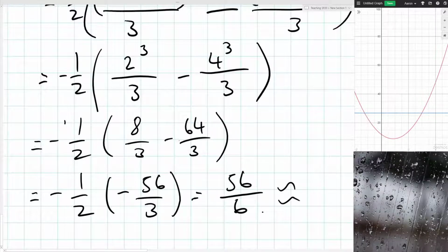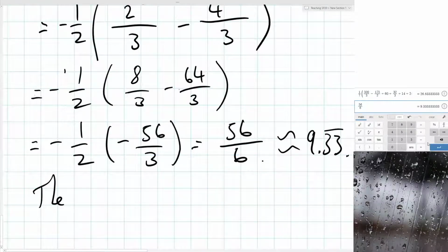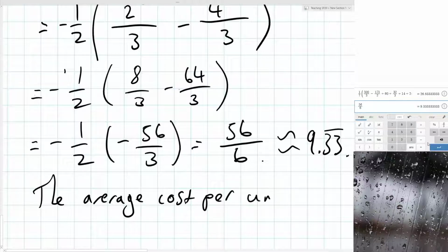Which, if we want to write that as a decimal, is about 9.33. So the average cost per unit is 9.33.